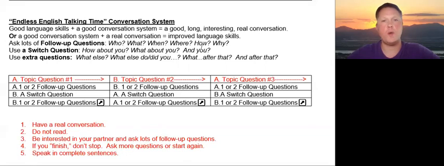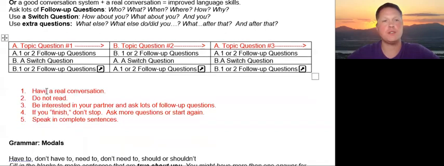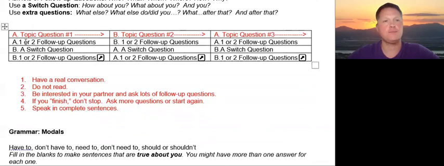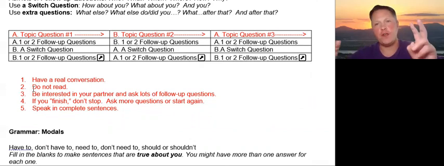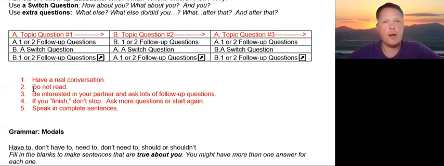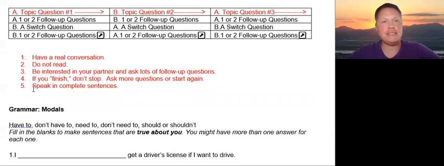Follow-up questions: who, what, when, where, how, and why. Switch questions: how about you? What about you and you? Extra questions. And it should look like this: topic question, follow-up questions, switch question, follow-up questions, new topic question, etc. And they need to have a real conversation and not read at some point. Be interested in their partner and ask lots of follow-up questions, not finish or stop, and speak in complete sentences.